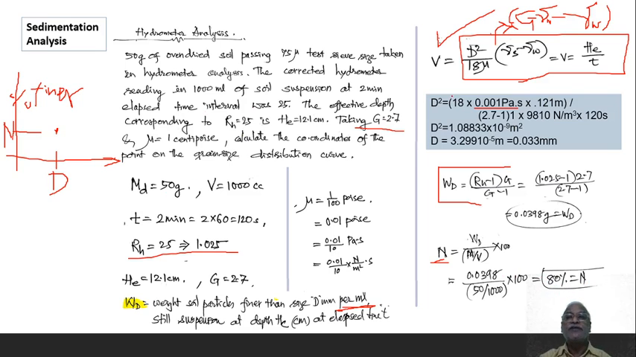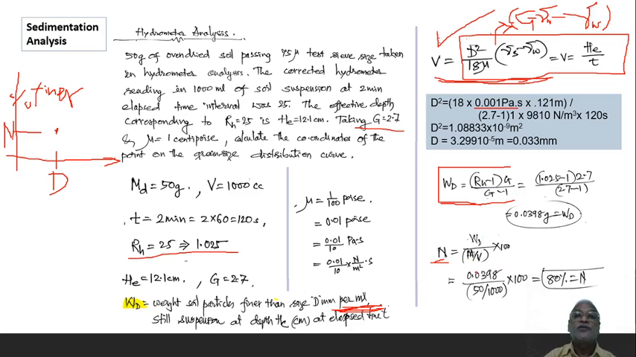Study the data given. We have used mainly three equations: the V, Stokes law, this WD RH minus 1 into G divided by G minus 1. This gives you weight of the soil particles finer than size D per ml. That's important. It is not just total quantity. It has to be multiplied by 1000. And lastly, N, the percentage finer, is given by this WD divided by M by V into 100.